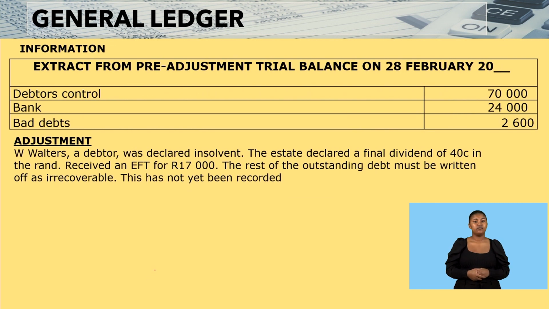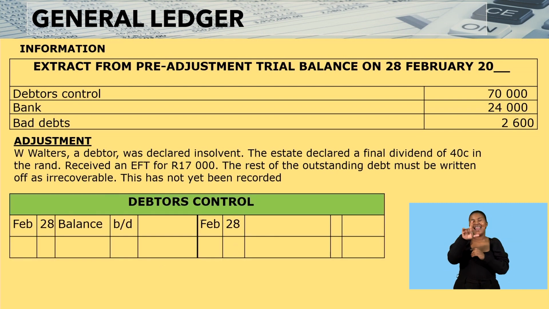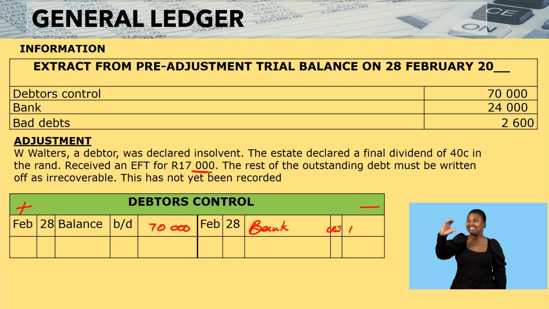After that, we should be able to record this in the general ledger. In the general ledger, we are having our debtors control here. Remember, an asset, here is a plus and here is a minus. And the balance brought down in the debtors control is 70,000. So here I have my 70,000. And we now have to record the amounts. We are told that we received 17,000. That means I'll come here and I'll say bank CRJ 17,000.